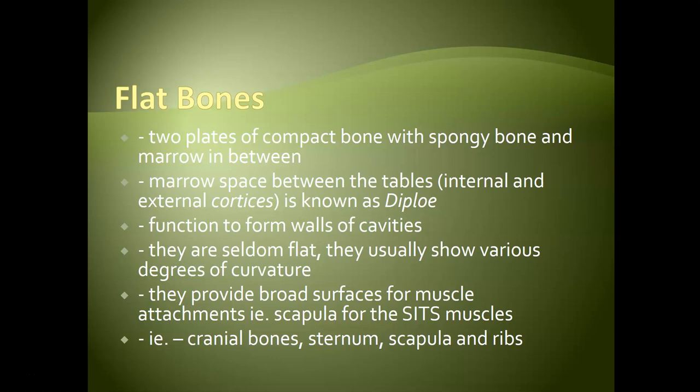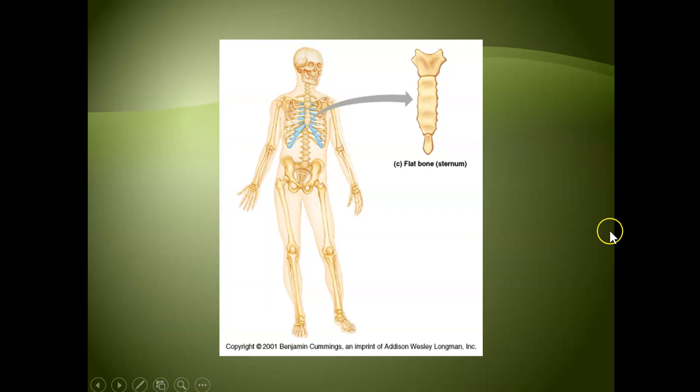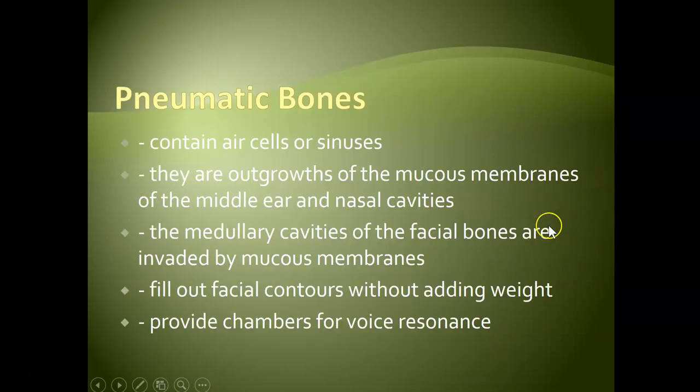They usually have various degrees of curvature to them, but they provide a hugely broad surface for muscle attachments. For example, the scapula is considered a flat bone, and there are lots of muscles that attach to that scapula. The other examples are your sternum in the front, the cranial bones, so the bones of your head, not your face, and the ribs, which are considered flat bones as well. So we see here, for example, the sternum is a flat bone.